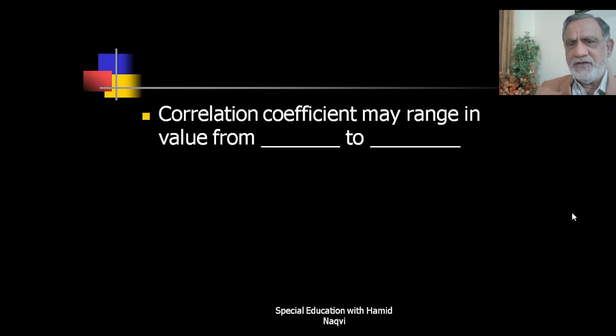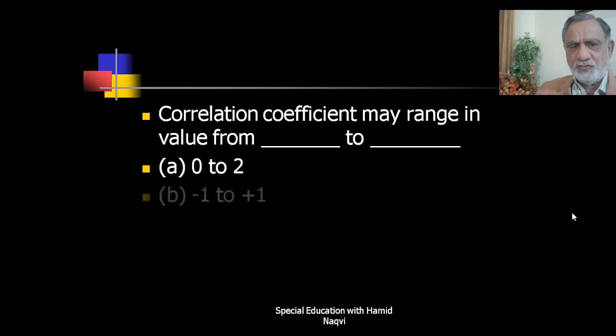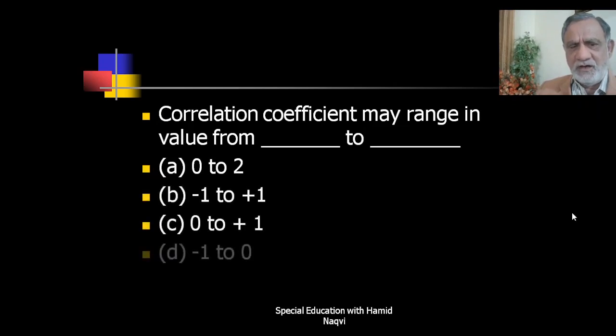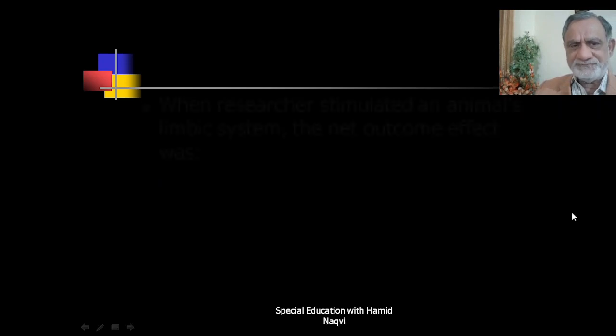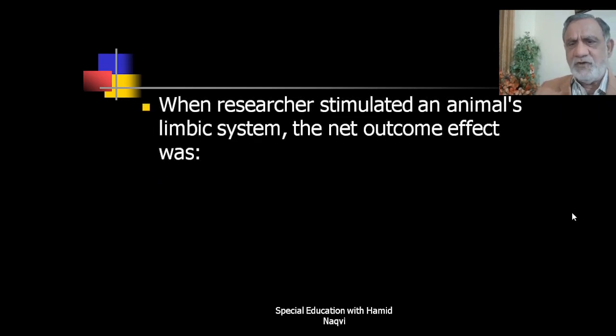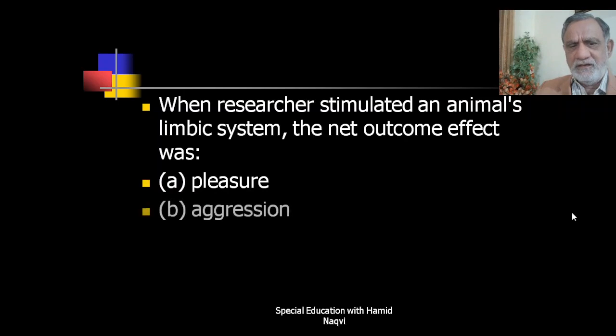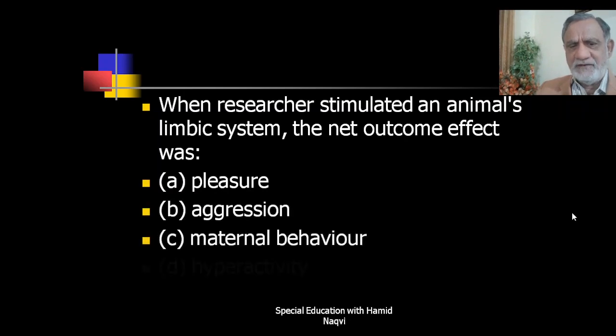Correlation coefficient may range in value from dash to dash. 0 to 2, -1 to +1, 0 to +1, or -1 to 0. Correct is B, that is -1 to +1. When researchers stimulated an animal's limbic system, the net outcome effect was pleasure, aggression, maternal behavior, hyperactivity. Correct was pleasure.